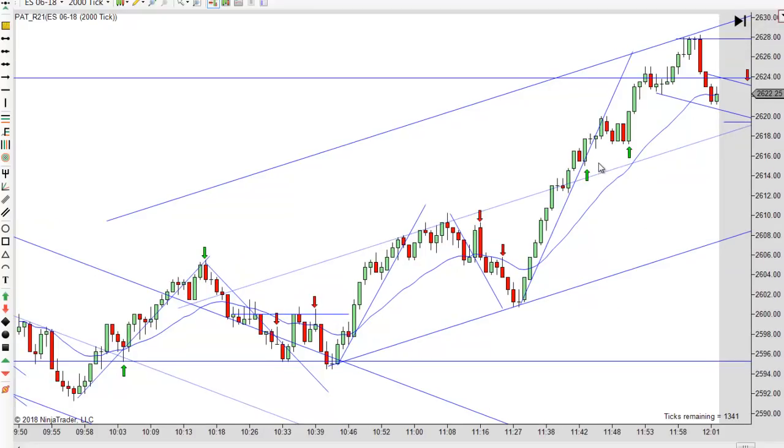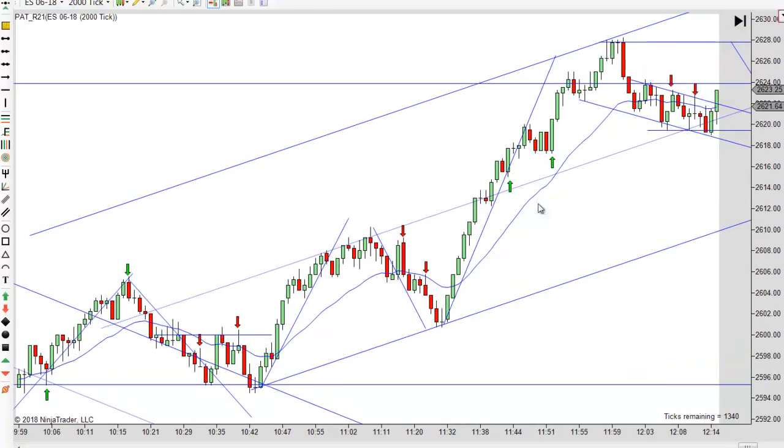And this thing takes off, but I can't justify going long right there. This is one of those you just watch it go without you. Unfortunately, you have to do that sometimes.